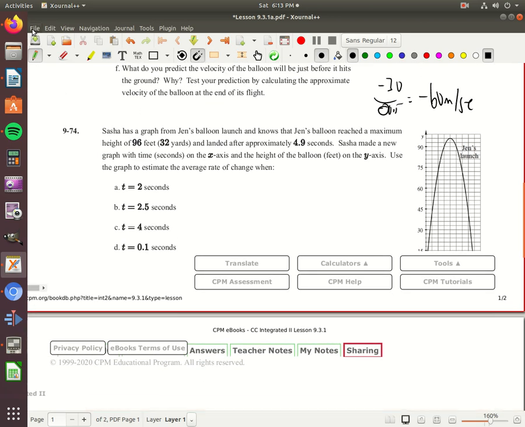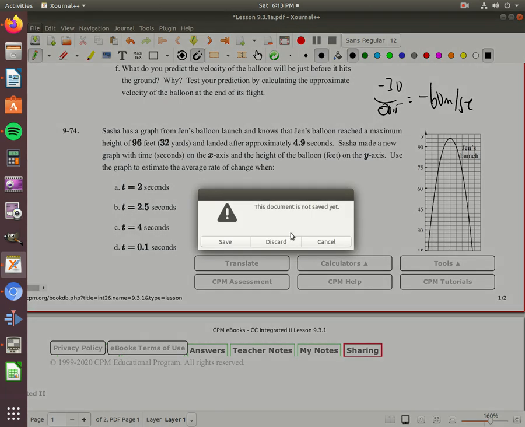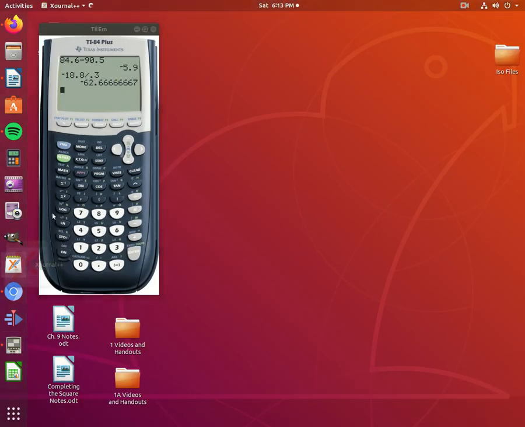Sasha, let's go ahead and I think I'm going to need to close this here and reopen it.